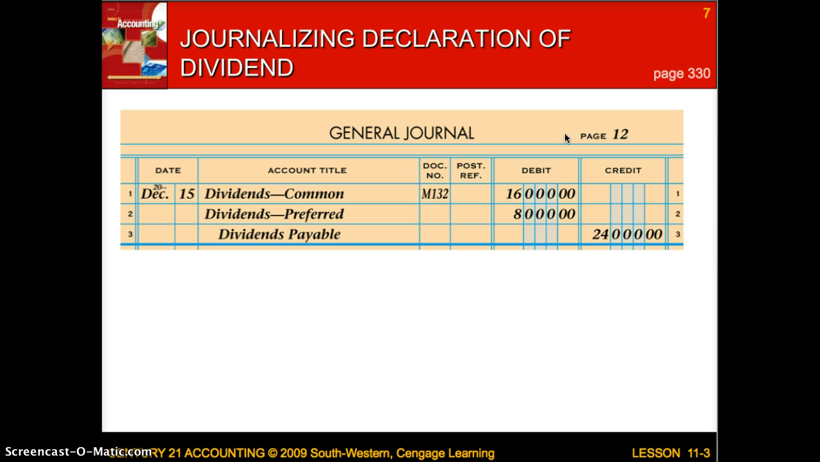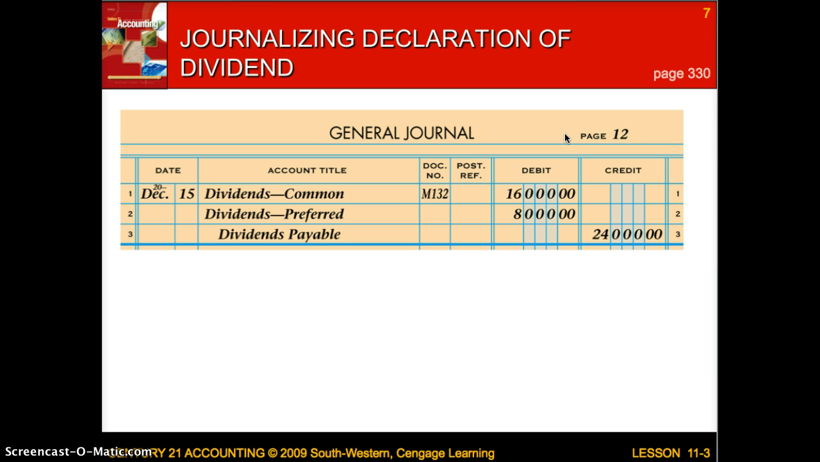So to journalize the declaration of a dividend, we need to do this on the date of declaration, the first date we talked about. We are going to debit our dividends common and our dividends preferred, and we figured those out in the calculations we just did. So we had 16,000 of common stock and 8,000 of preferred. So our dividends payable is 24,000. We just added those together.